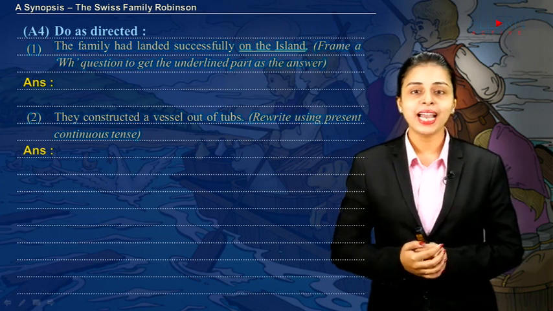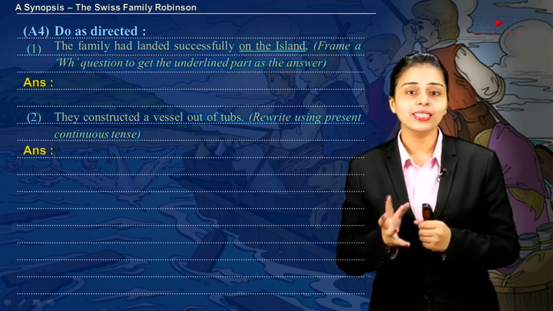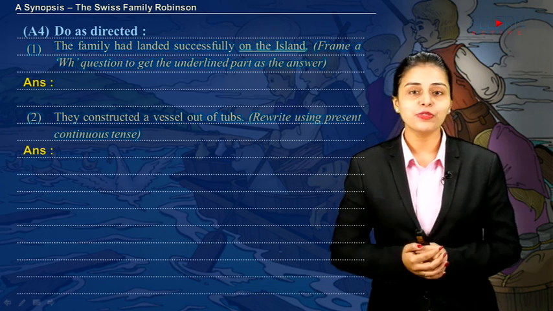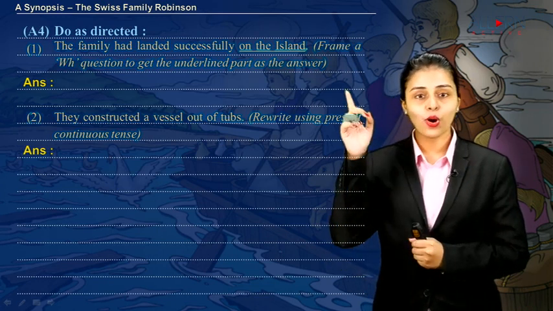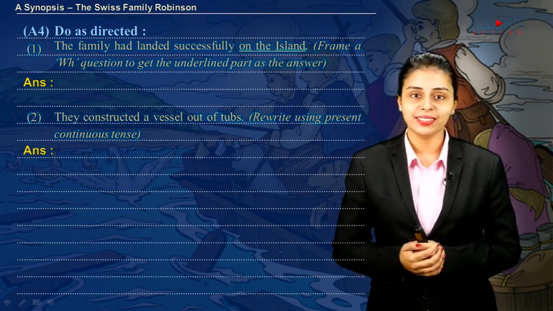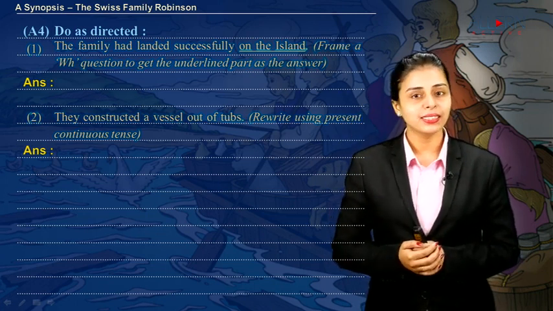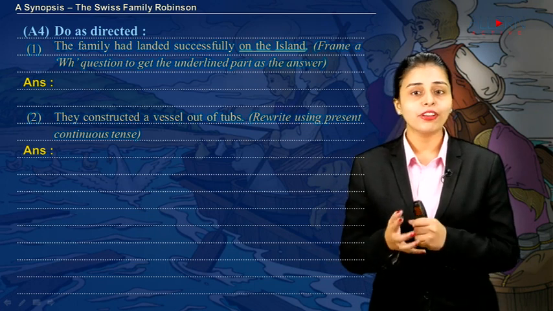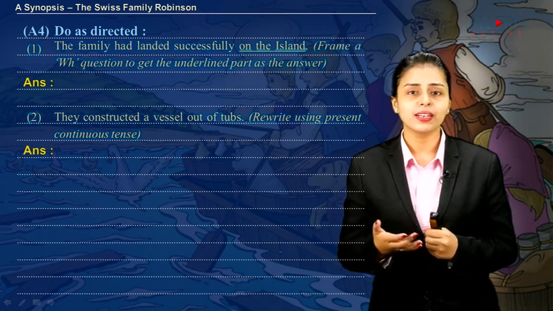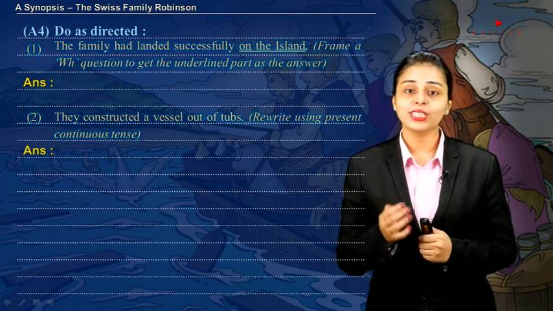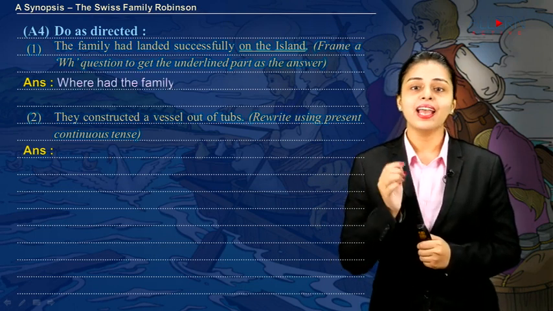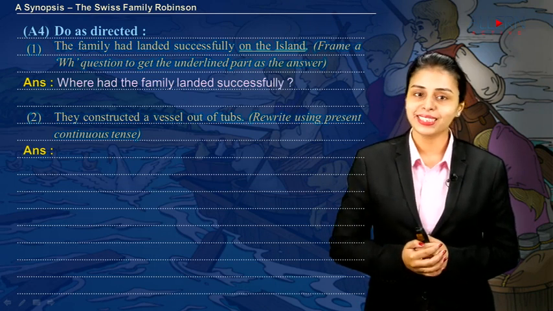The family had landed successfully on the island. Here we have to frame a WH question to get the underlined part, that is on the island, as our answer. Now on the island symbolizes a place. So the family had landed successfully where? On the island. So we'll be using the WH word where. So the answer has to be where had the family landed successfully.